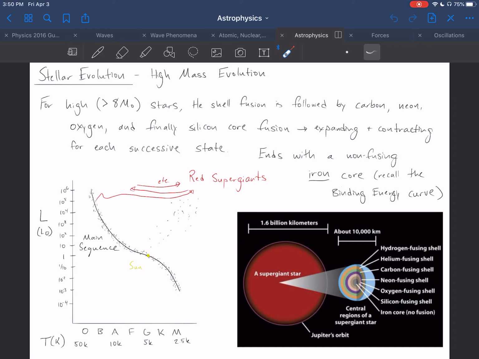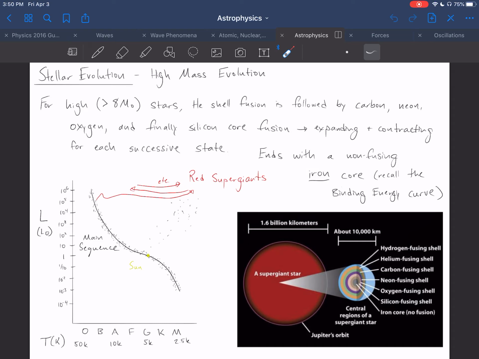Stars bigger than about 8 solar masses can undergo carbon and oxygen fusion, and in fact undergo carbon, neon, oxygen, and silicon core fusion. So they fuse a succession of different elements. You do not need to memorize them, but you should certainly know that the very largest stars can fuse all the elements that are possible to fuse. This ends, however, with a non-fusing iron core, and we'll discuss why in a moment.